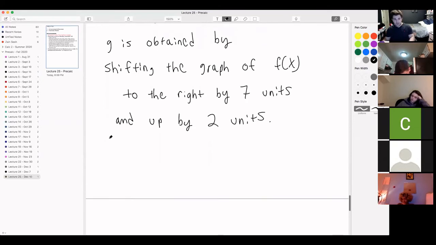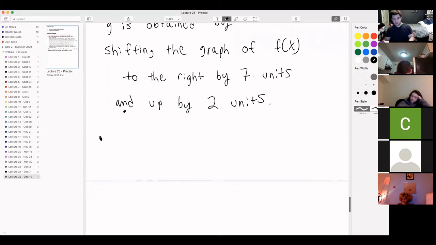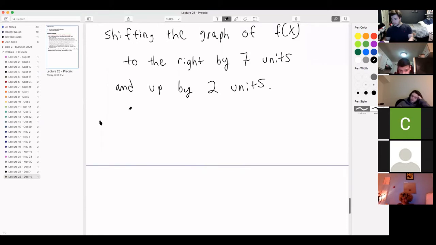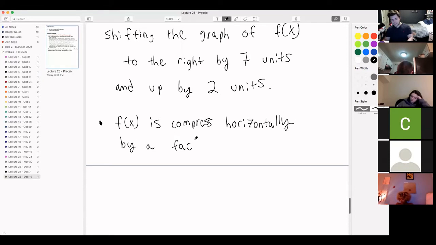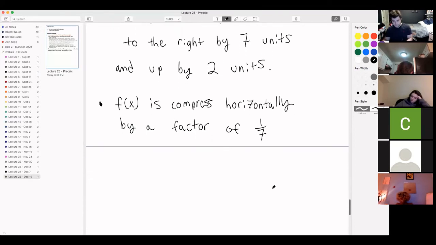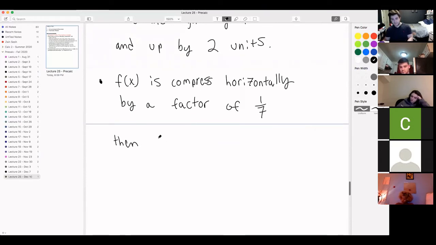Okay, and just very quickly, one more. So if I have a function f of x and I want to compress horizontally by a factor of 1 over 7, then the function is, so here you need to multiply the input by the reciprocal of the scale factor. Okay, so the function would be f of 7x.